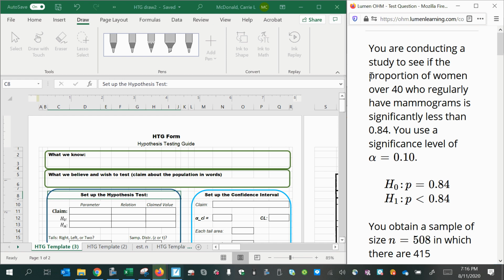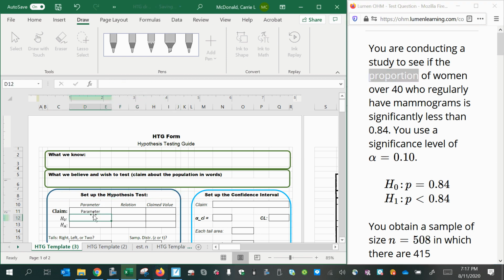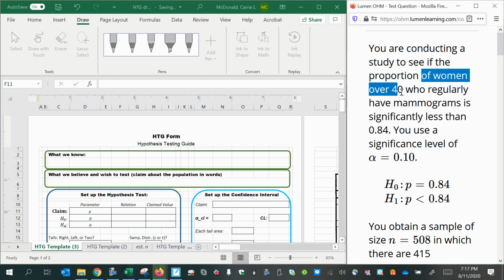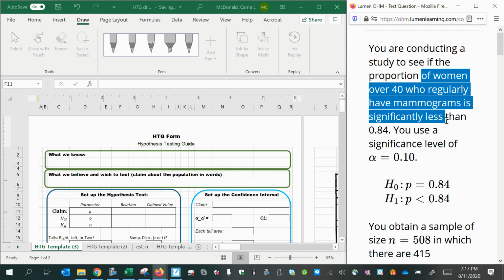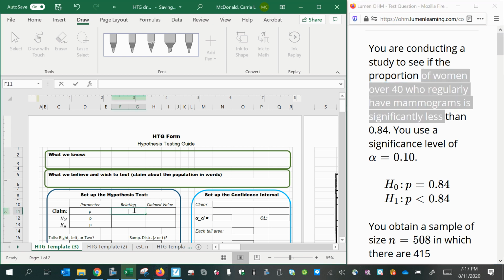So as I'm reading, I want to start organizing the information that's given, and the what we know section will be any sample statistics that we have or any other relevant information, and then what we believe will be the claim as a statement in words. So let's read. You are conducting a study to see if the proportion, so that means I'm going to use the parameter symbol of P for my hypotheses and my claim. The proportion of women over 40 who regularly have mammograms is significantly less. So that's my claim.